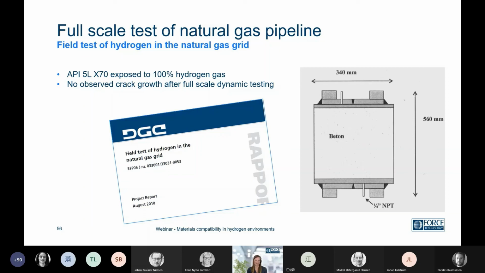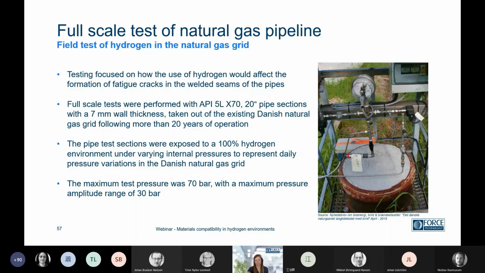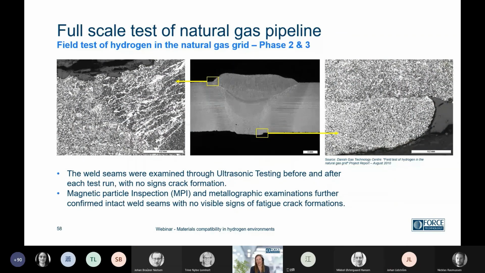And the conclusion was that there was no crack growth observed after full-scale dynamic testing. This is the test setup, and it was run at plus minus 15 bars with a test pressure of 70. After testing, of course, NDT was performed: ultrasonic testing, magnetic particle inspection (MPI), and then metallographic examination to further confirm. This is also something we quite often do, because you may have signals from the NDT methods, but just to confirm what the signal actually is.